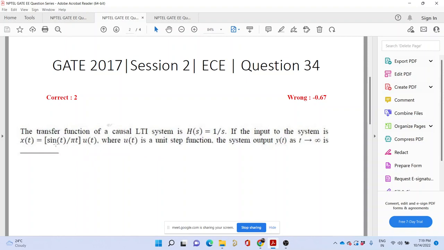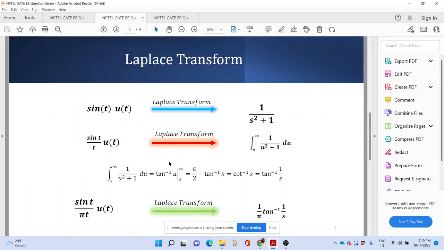So the method of doing this is you first find the Laplace transform of sin t. Then you integrate it from s to infinity. See, sin t has a Laplace transform 1 divided by s square plus 1. When there is a division by t, the Laplace transform is the integration from s to infinity of this function. I have replaced s with a dummy variable u, so 1 divided by u square plus 1 du. You perform this integration, you are going to get tan inverse of 1 by s.